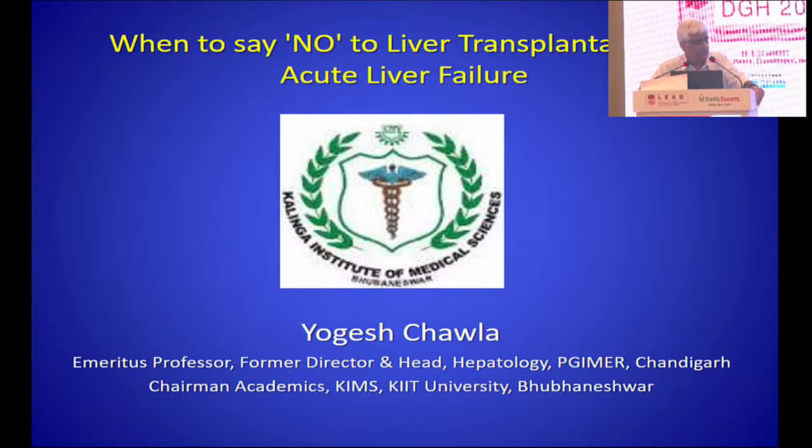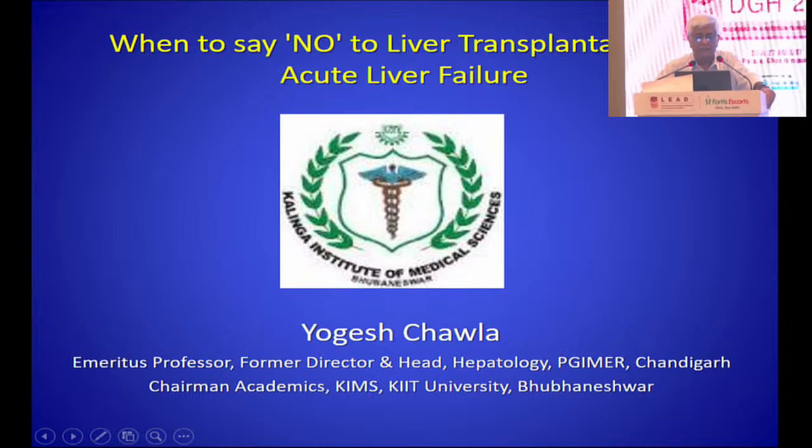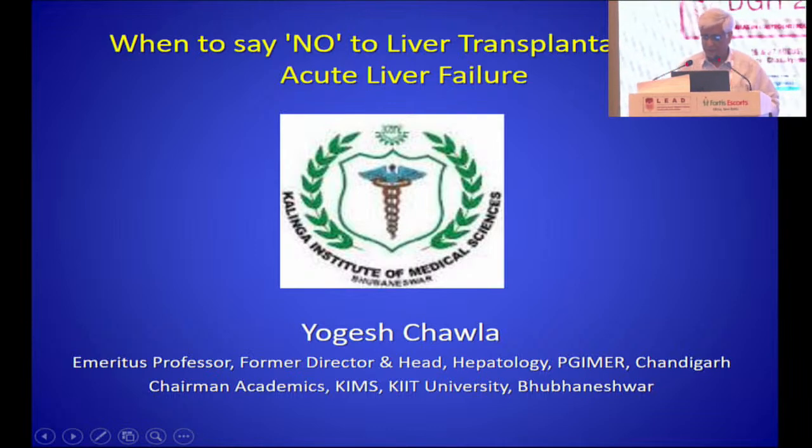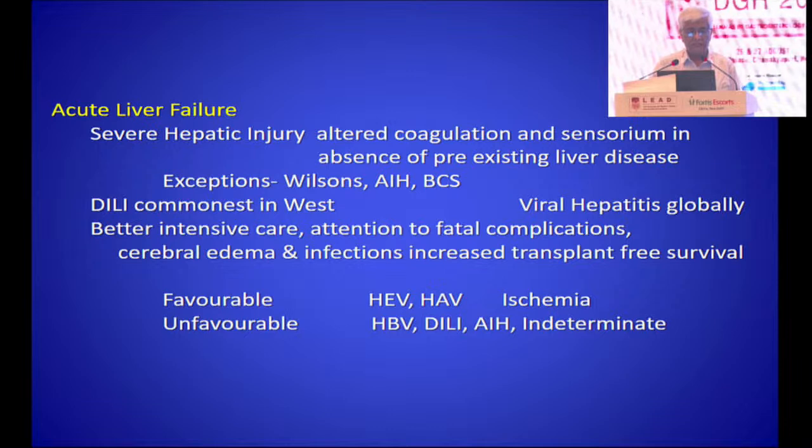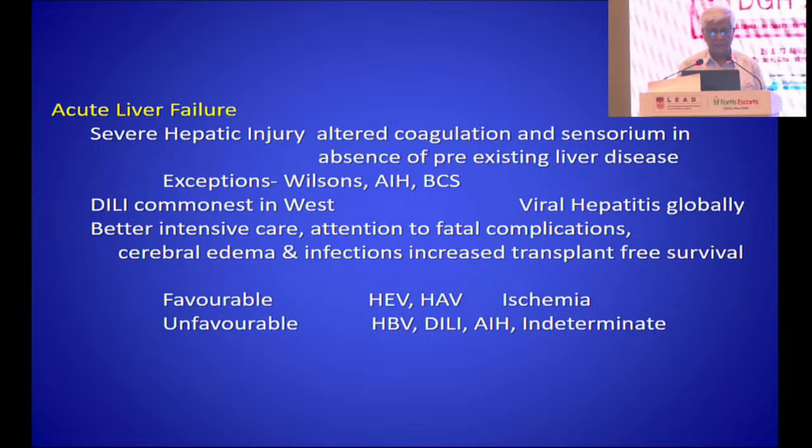Thank you very much, Subrat and Pankaj, for asking me to speak on when to say no to liver transplantation in acute liver failure. We know that acute liver failure is severe hepatic injury with altered coagulation and sensorium in the absence of pre-existing liver disease. While drug-induced liver injury is the commonest cause in the West, viral hepatitis is commoner globally, and so also in our country.